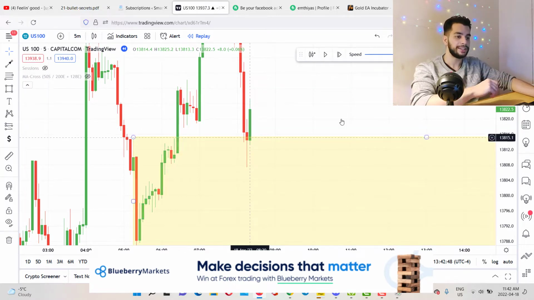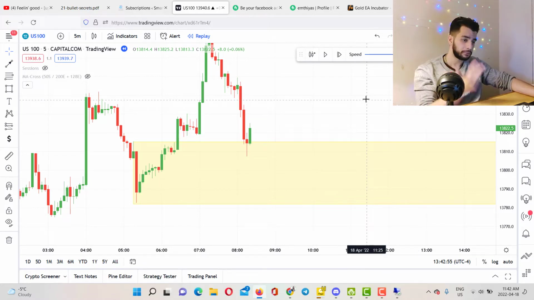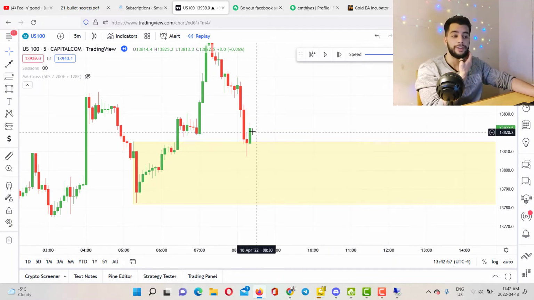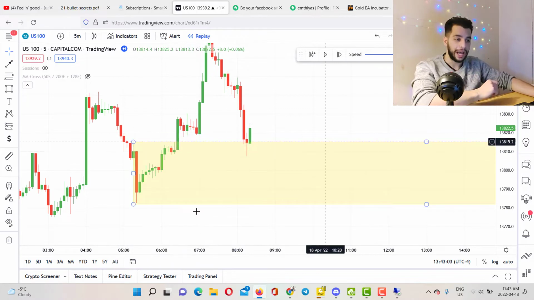So when you see this pattern right here, first of all, it's an uptrend. Second of all, you have a high probability demand zone in the 15-minute time frame. And third of all, you have a bullish engulfing candle right after the candle tapped into your zone. So it means that you have that high probability order block.